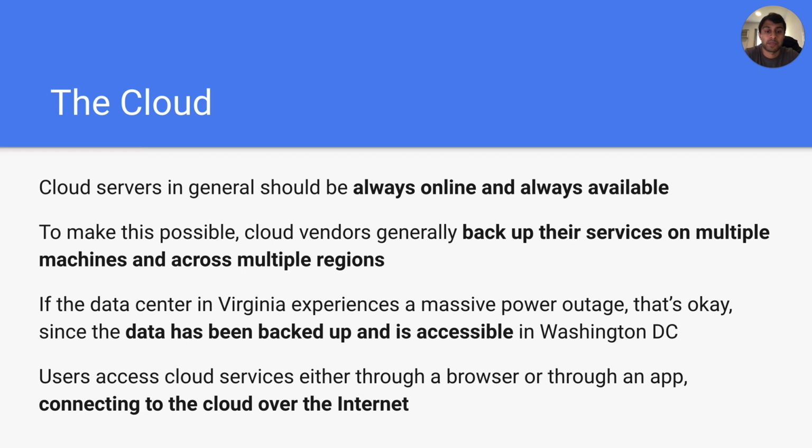In order to use the cloud, users access cloud services either through a browser or through an app, connecting to the cloud over the internet, regardless of what device they're using. So if that data center in Virginia does go down, the user wouldn't even be able to tell. They'll request their database resource through the same web portal, and the cloud vendor will now communicate with the backup server in DC to serve the customer the requested content. We're going to get into more of this in a bit.